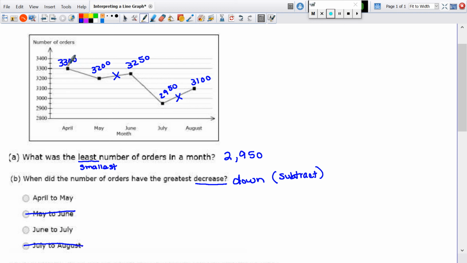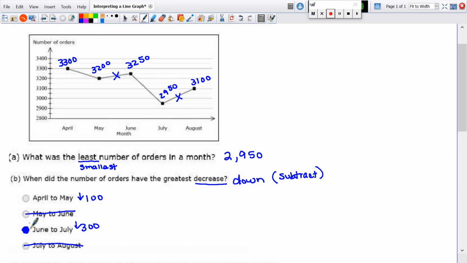So then for these two here, from April to May, it went down 100. And from June to July, 3,250, it went down 300. So the greatest decrease, the biggest number it went down is June to July.